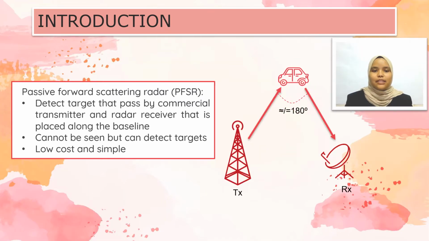Next is passive forward scattering radar (PFSR). It detects targets that pass by a commercial transmitter and a radar receiver that is placed along the baseline. It cannot be seen, but it can detect targets. PFSR is low cost and much simpler.